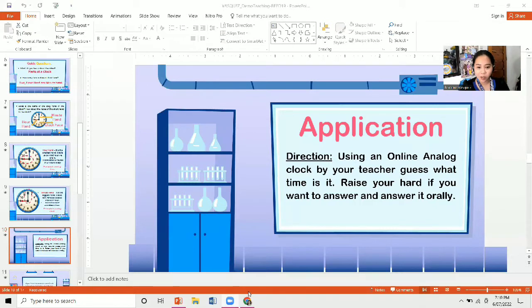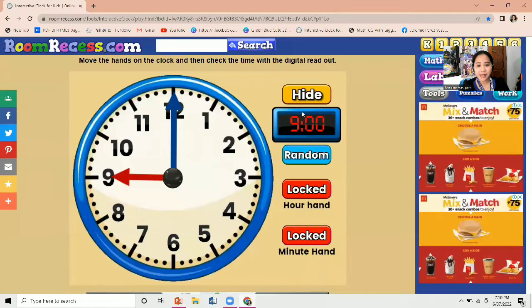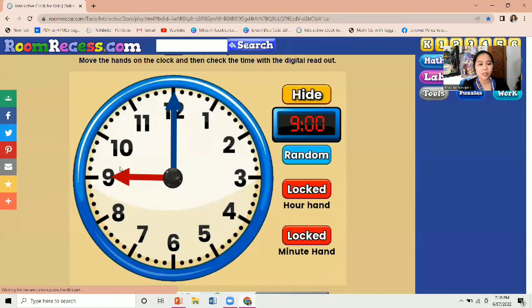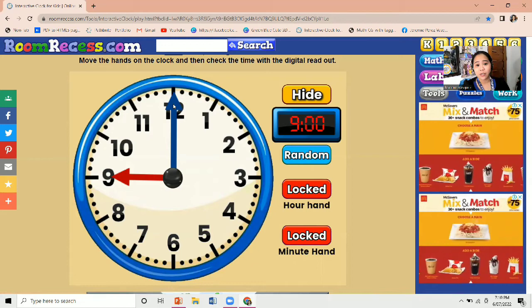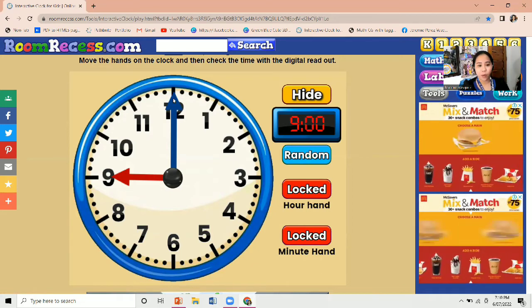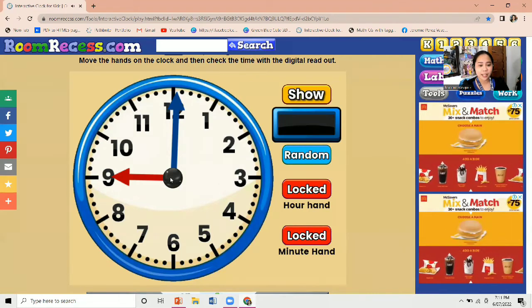Okay, again, students, let's try this explanation on an analog clock online. So this is 9 a.m. because the hour hand is pointed at 9 and the minute hand is at 12. It is read as 9 o'clock. So I will hide it. So let's try it.